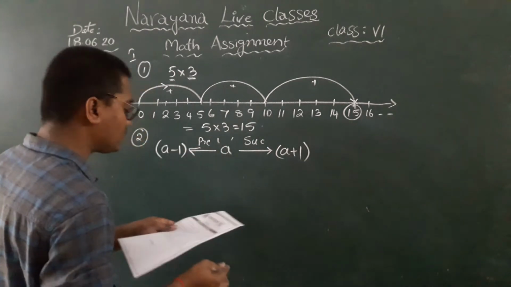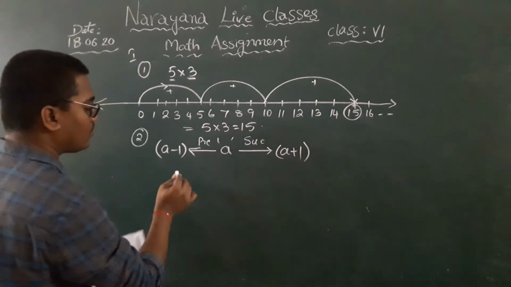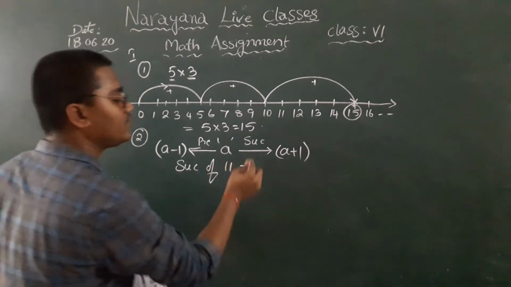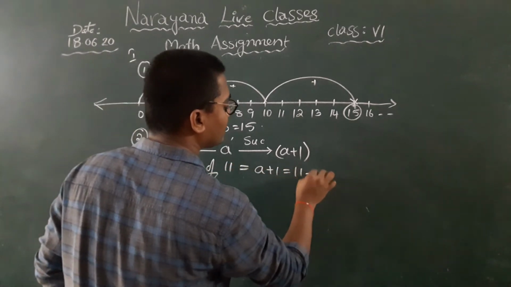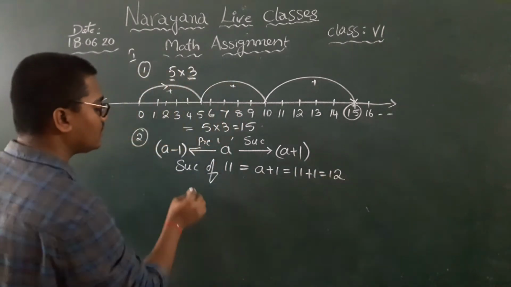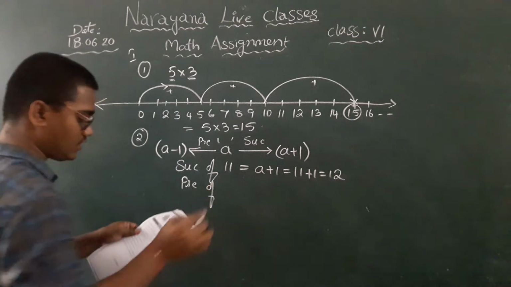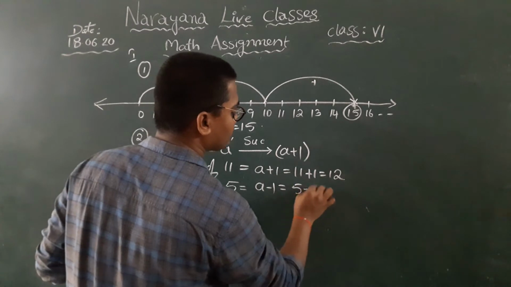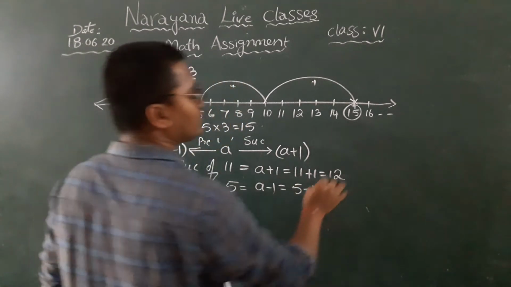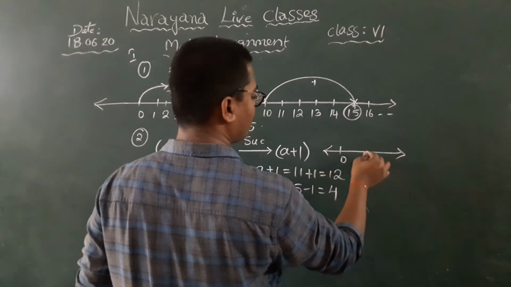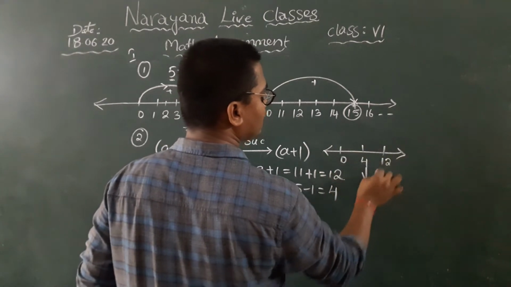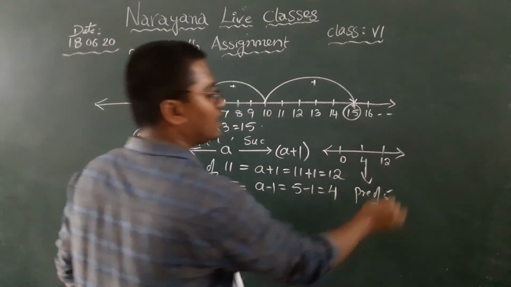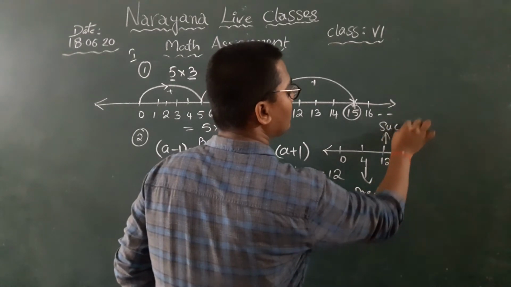So called a. Now the question is all about find the successor of 11. Successor of 11. If 11 is an integer, then the successor will be a plus 1. Yes or no, children? That is 11 plus 1. That is equal to 12. Yes. And the predecessor of 5 they are asking. So it is a minus 1, children. Predecessor is number. So 5 minus 1, that is equal to 4. When you write down on a number line 0, 4 and 12, this 4 is nothing but the predecessor of 5.